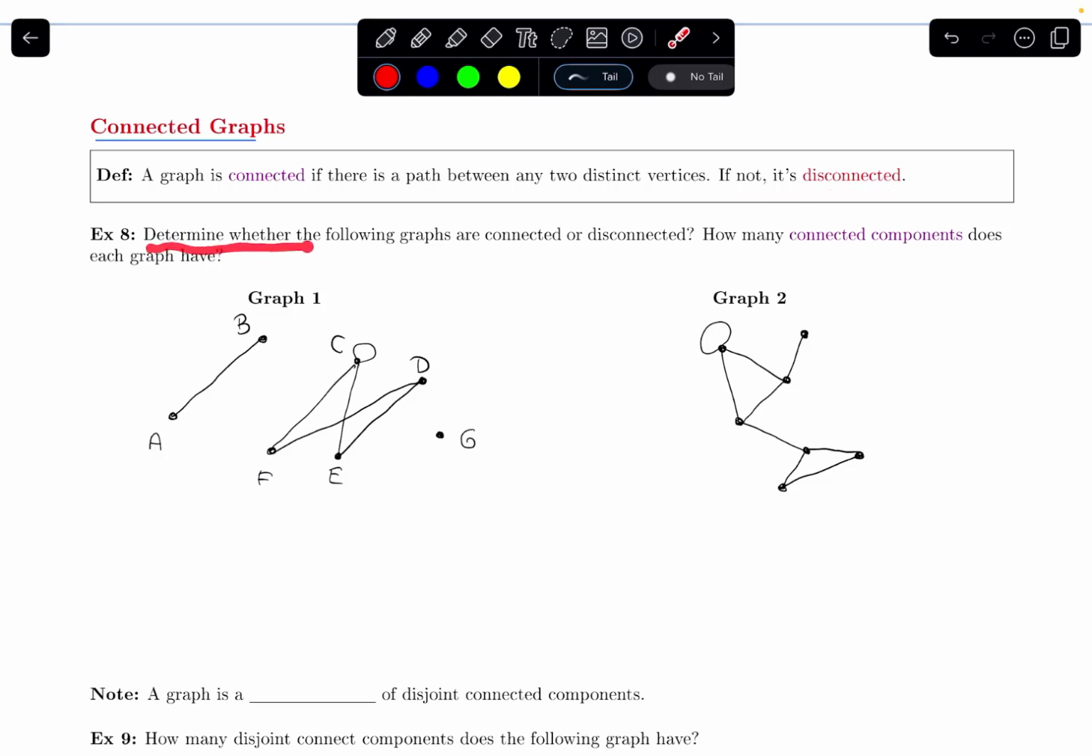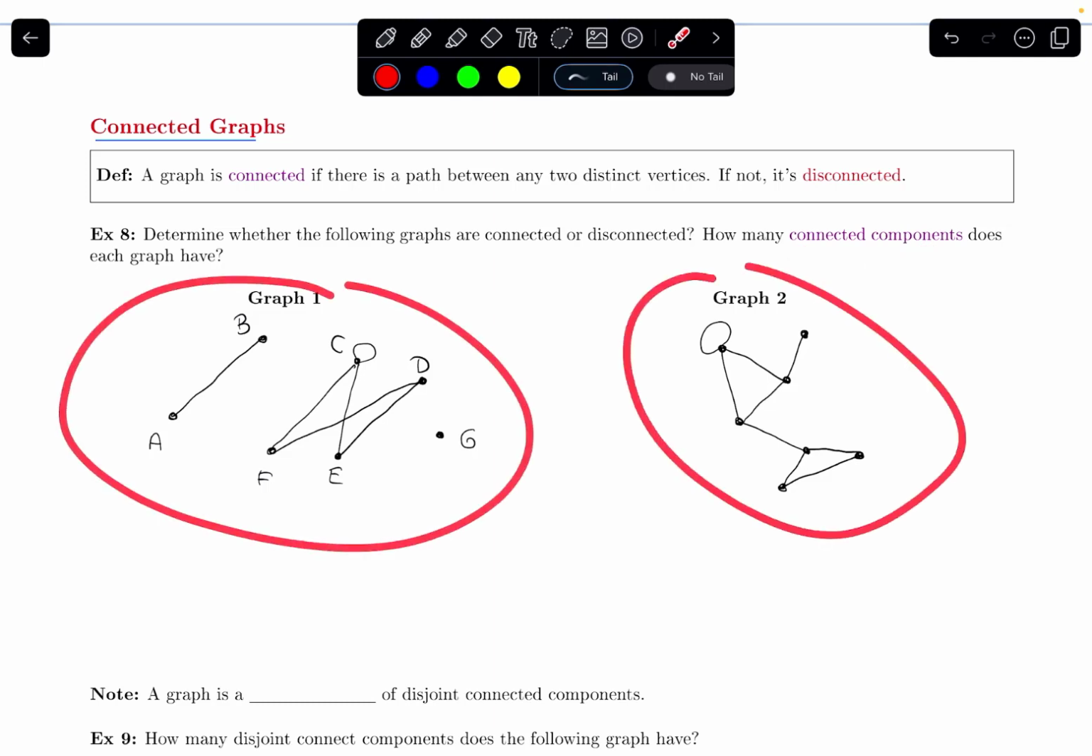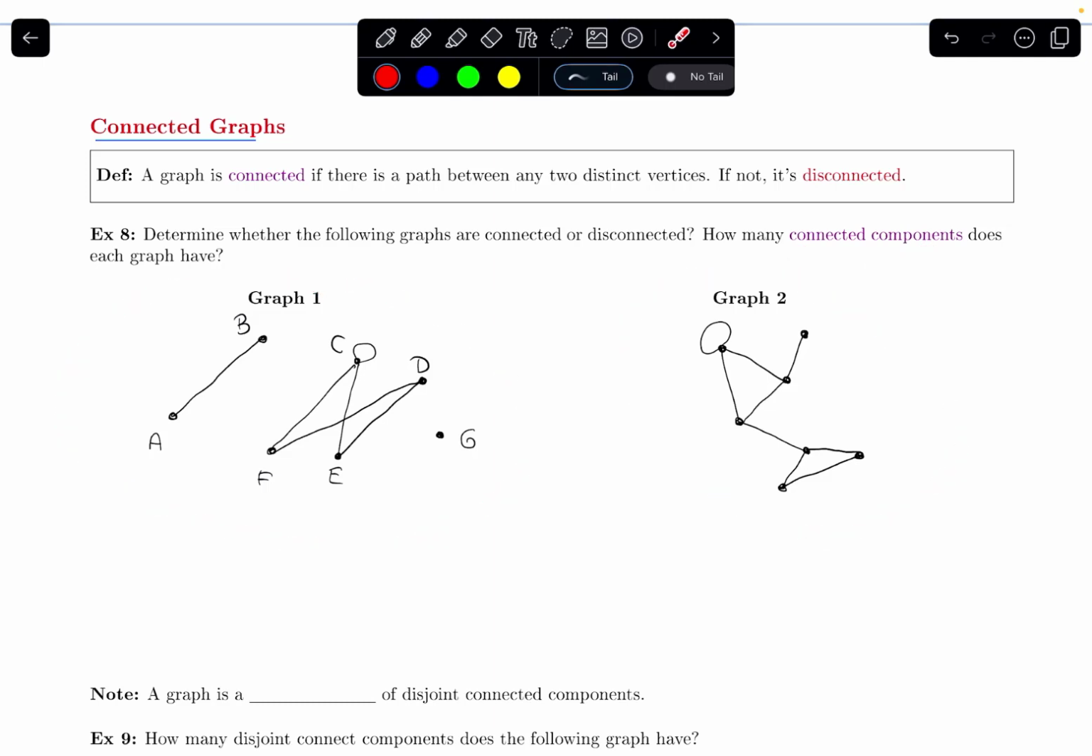Let's determine whether the following graphs are connected or disconnected first, and then we'll talk about the second question about connected components. So I got these two graphs. If I look at this first graph, I notice that, for example, there's no path from A to F because there's no edges connecting them that would lead me from A to F. So this first graph is disconnected.